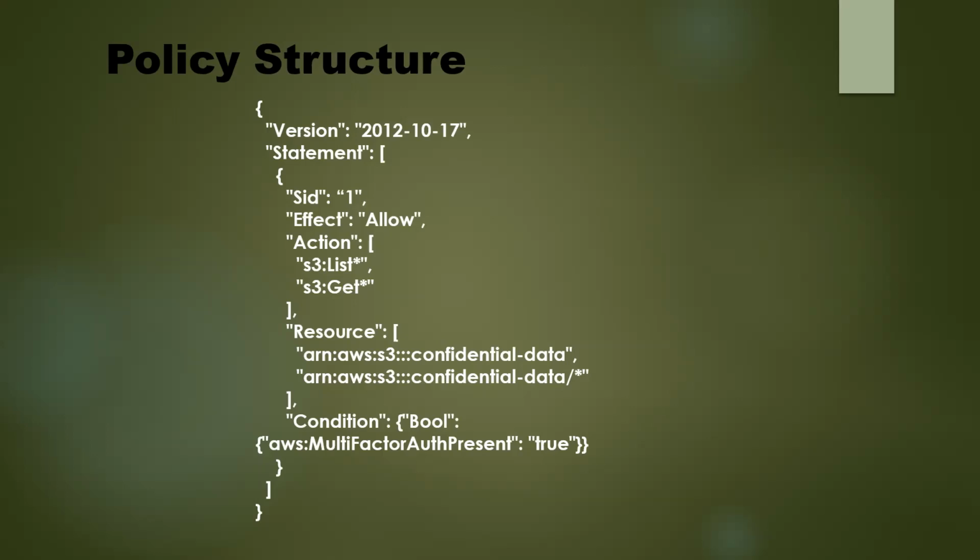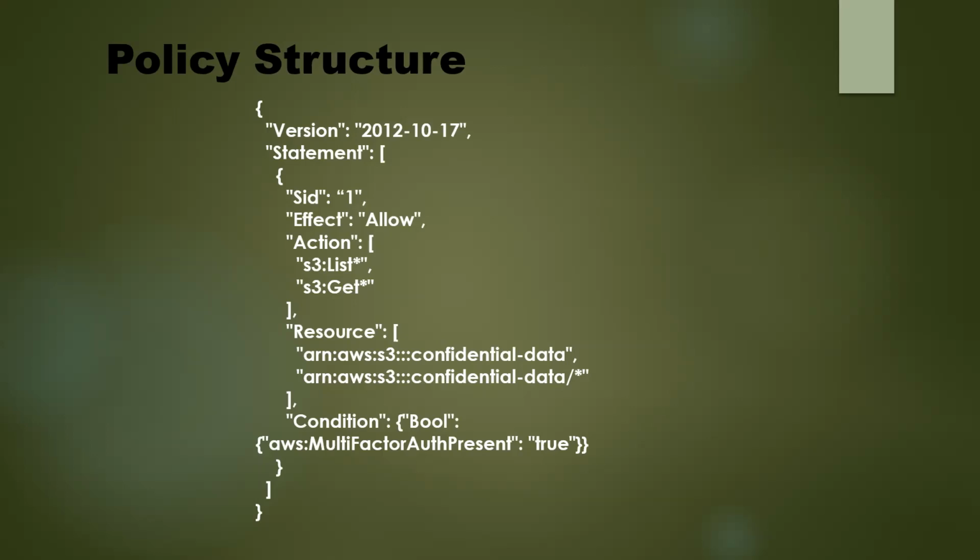Then comes the main element, effect, where you can specify whether you are going to allow or deny whatever you mention in the action element. In our case, we are allowing list and get actions on an S3 bucket. Resource element, which is not always required, defines the resources on which the policy is applied. In our case, we are restricting the policy to allow specified actions on the S3 bucket named confidential data. This follows the AWS IAM principle of least privilege, as we are restricting the access to just one bucket or the minimal required access.